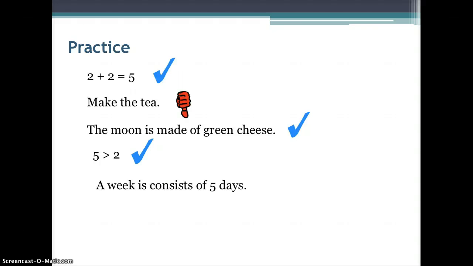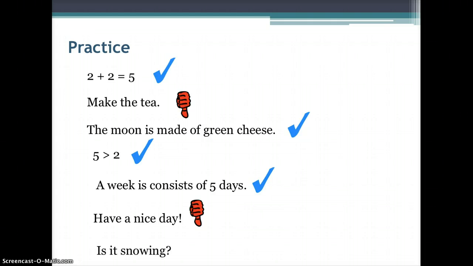Okay. A week consists of 5 days. Is it a statement or a proposition? Yes, it is. It's true. Or is it false? Okay. A week has 7 days. Okay. Have a nice day. Is it a statement or a proposition? It's not. There's no truth value in it. And the last one, is it snowing? Okay. This one is also not a statement.